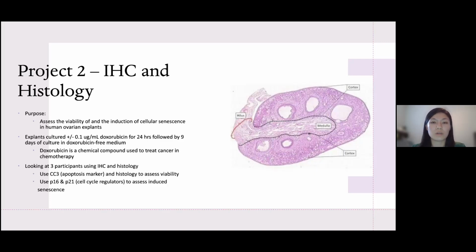Doxorubicin is a chemical compound used to treat cancer in chemotherapy, and we found that at very low doses, it won't kill the cells, but it will initiate senescence in those cells. I looked at 3 participants for this project. For immunohistochemistry, I used CC3, which is an apoptosis marker. So it'll show whether the cells are alive or dead. And then after we've proven that they are viable, I used P16 and P21, which are cell cycle regulators that can indicate arrest in the cell cycle, and this will show if senescence was induced or not.